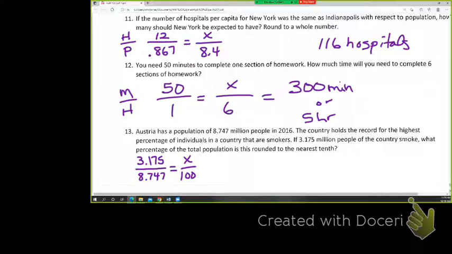So you could do 36.3, right? So that would be 36.3%, yes. So that would be more than 1 out of every 3 people.